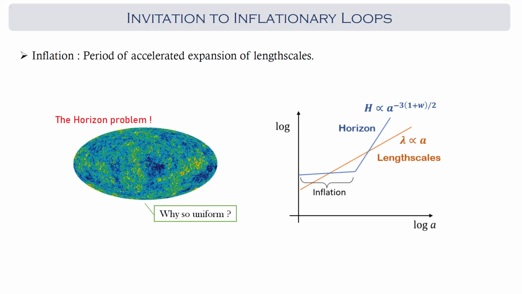Inflation offers a solution by proposing that there's a period in the universe when the length scales grew faster than the Hubble horizon, which you can consider as a proxy for the region of causal contact, such that in the past, the length scales shrink inside the Hubble horizon, and hence causal contact is established.